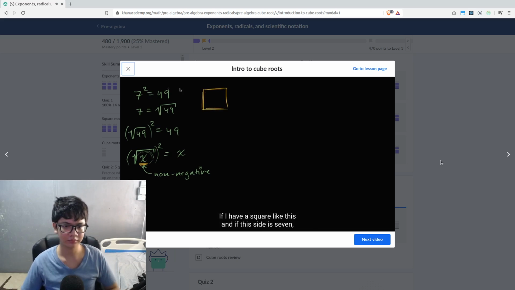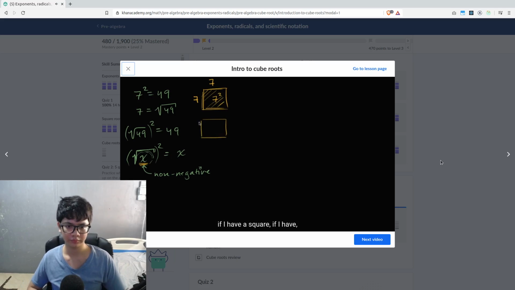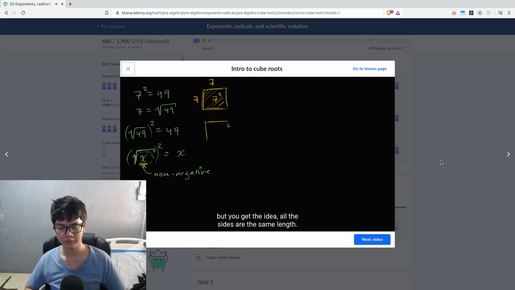If I have a square like this, and if this side is 7, well, if it's a square, all the sides are going to be 7. And if I wanted to find the area of this, it would be 7 times 7, or 7 squared. That would be the area of this. Now, if I have a square, and that doesn't look like a perfect square, but you get the idea, all the sides are the same length.